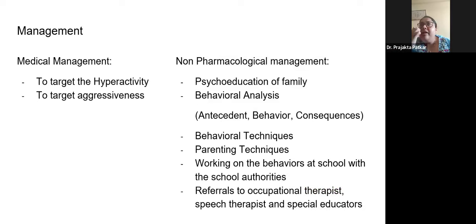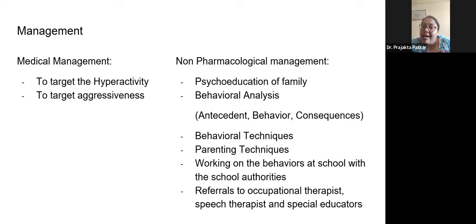So more often than not, when we get these kids to the clinic and you ask the parents what they are actually looking at and why they have brought them here, they would say that we would like to see if you can treat this. So it's very important that we psychoeducate the family that intellectual disability, of course, we can work with it, we can work around it, but we need to give them a realistic picture of what exactly can be done and what can't be done.